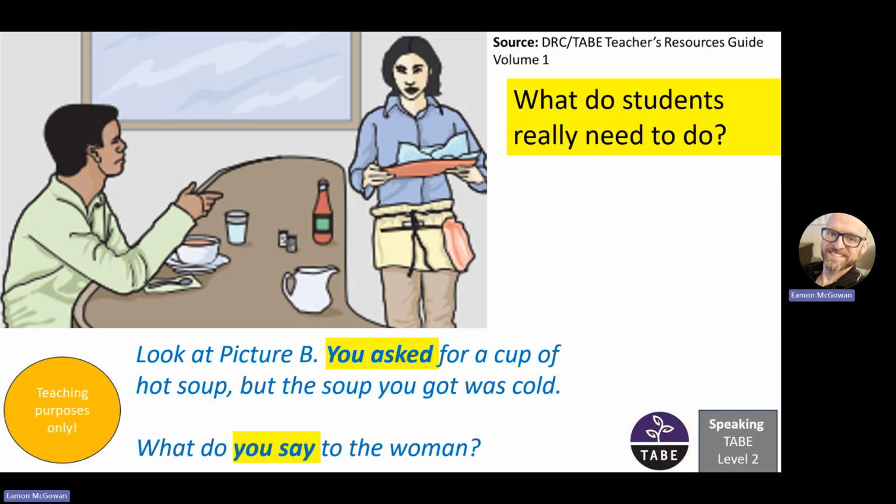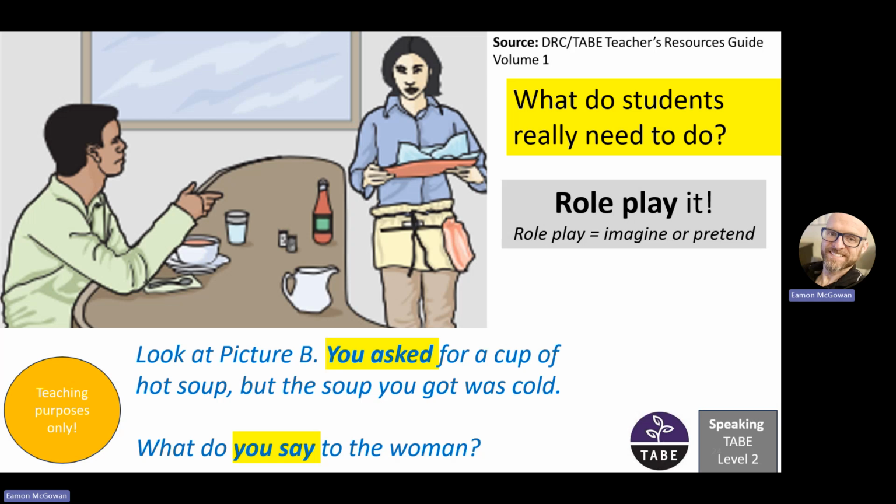So what do students really need to do? Not describe it, but role play it, right? Imagine or pretend that you're one of these people in the pictures, right? You asked for a cup of hot soup. What do you say to the woman?